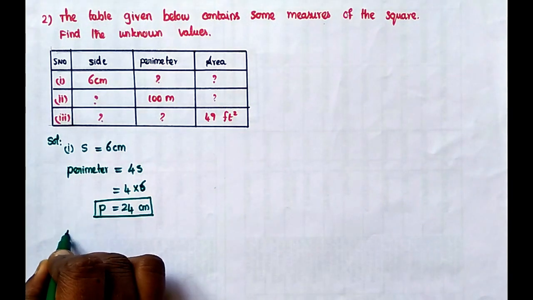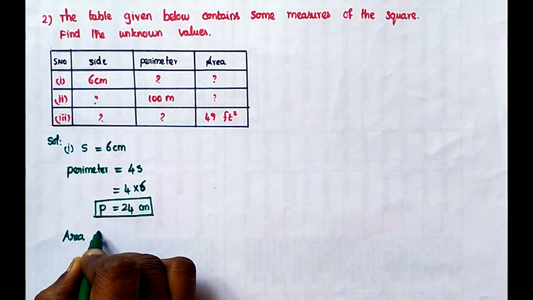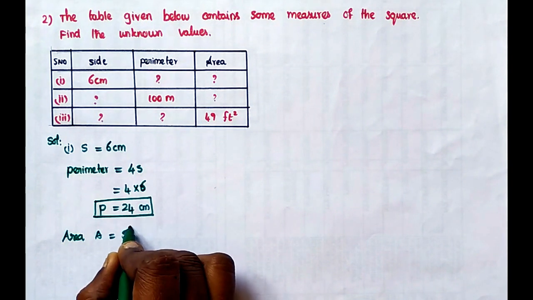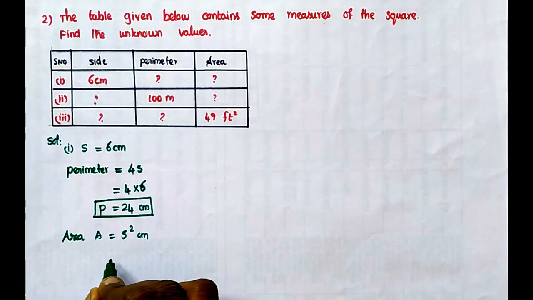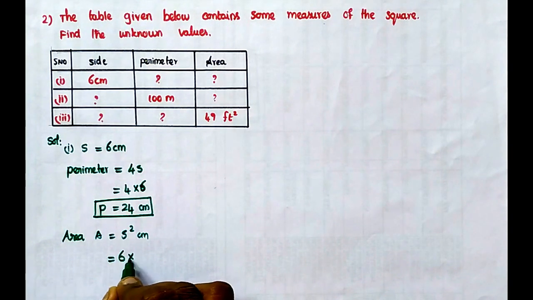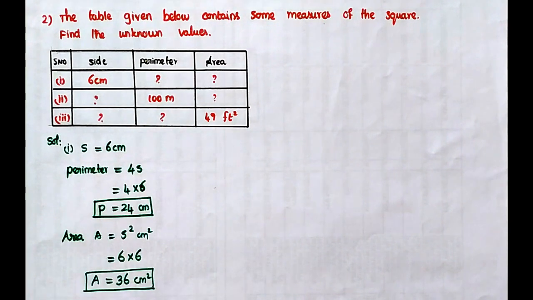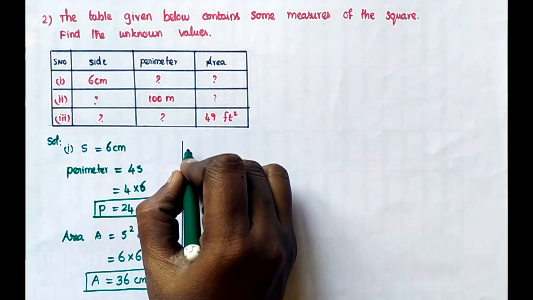Next one, area. What is the area? Side into side, that is s square centimeter, that is 6 into 6, 36 centimeter square, that is area.